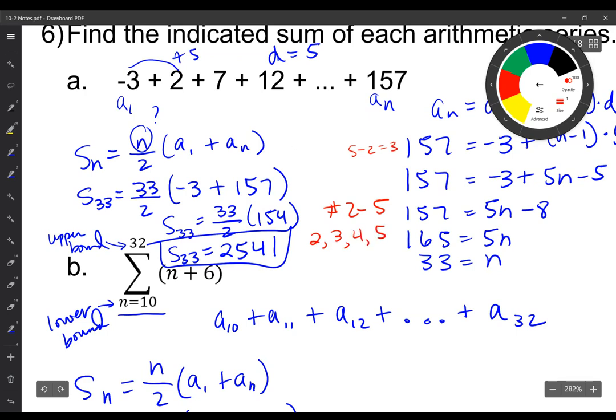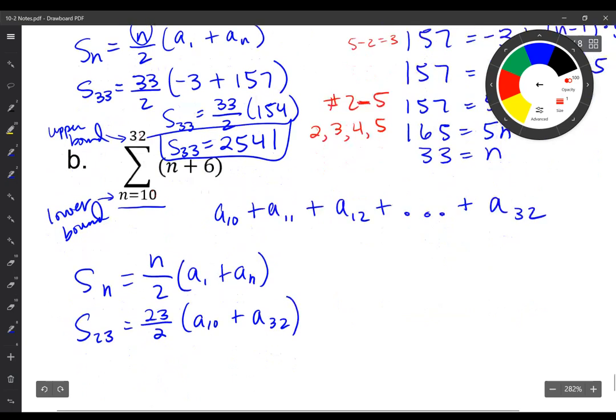The problem is when I subtract, I'm not really including this 2, right? I'm just looking at that difference. If I'm doing 32 minus 10, I also have to add 1 because I'm including the 10 and I'm including the 32. It's all of them. So be really careful. If I'm doing problems 2 through 5, it's not just 5 minus 2 equals 3 questions. It's 1, 2, 3, 4 questions. So I have to subtract and then add 1. That's why from 10 to 32 is actually 23 terms.